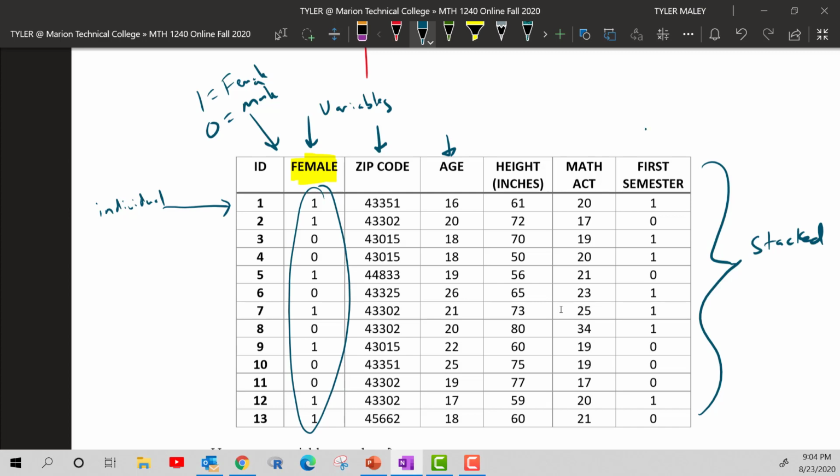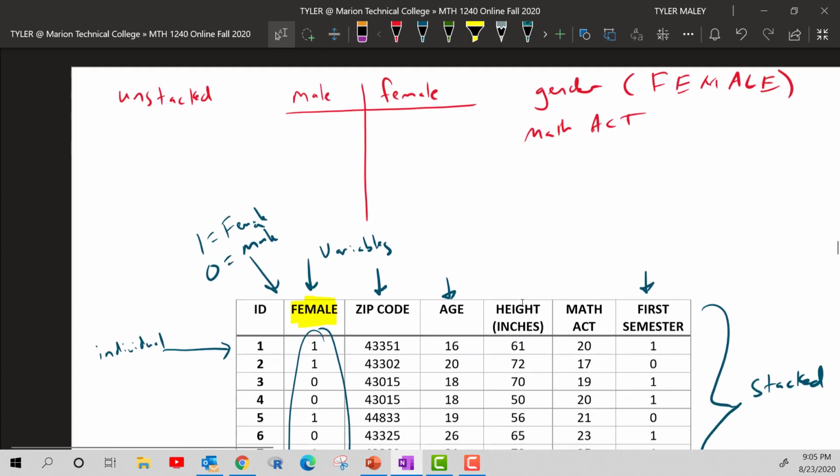You'll also notice that the variable first semester is coded. 1 would mean yes, it is my first semester, and 0 would mean no. This is a common method used in statistics, to code your variable, your information. Then what I'm focusing in on is the variable female and math ACT. So what we'd have to do is go through and look at this first person is a female, and they have a 20 on the math ACT. So that would be listed here.